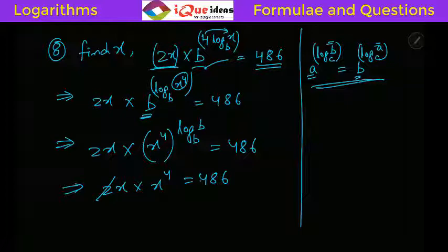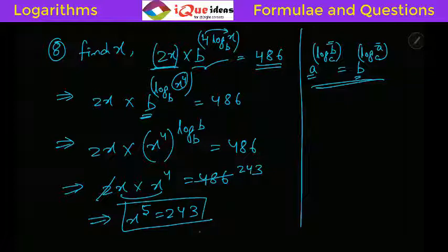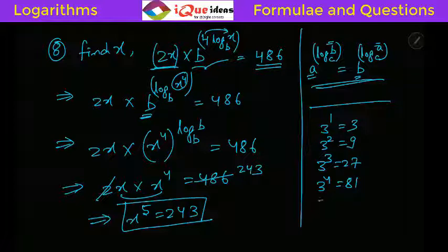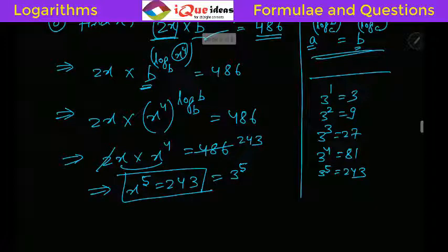Now 2 cancels 486 243 times. This we could have done earlier also. Now x into x raised to 4 becomes x raised to the power 5, that is equal to 243. Now if you factorize 243, I think you might remember that 3 raised to 1 is 3, 3 square is 9, 3 cube is 27, 3 raised to 4 is 81, and 3 raised to 5 is 243. So 243 is equal to 3 raised to the power 5. So this tells us very clearly that x is equal to 3, right? So the answer of this question is x equal to 3. Okay.